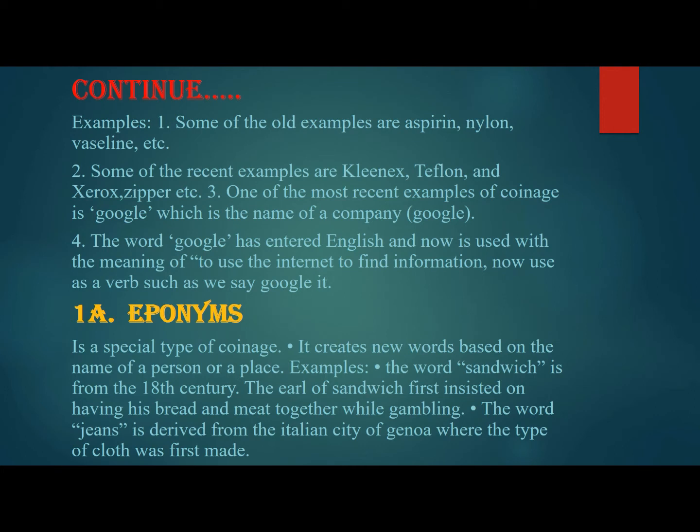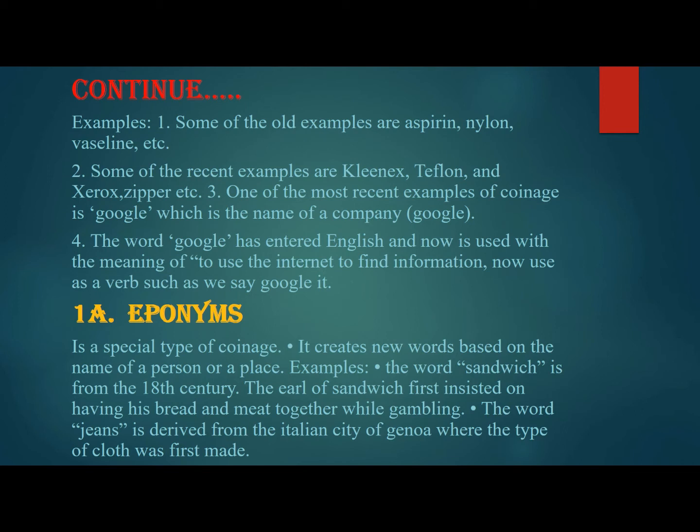Some recent examples are Linux, Teflon, Xerox, Zipper, etc. One of the most recent examples of coinage is Google, which is the name of a company. The word Google entered the English language and is now used with the meaning of to use the internet or find information on the internet. Firstly, it was used as a noun, but now it is also used as a verb, such as when we say, Google it.